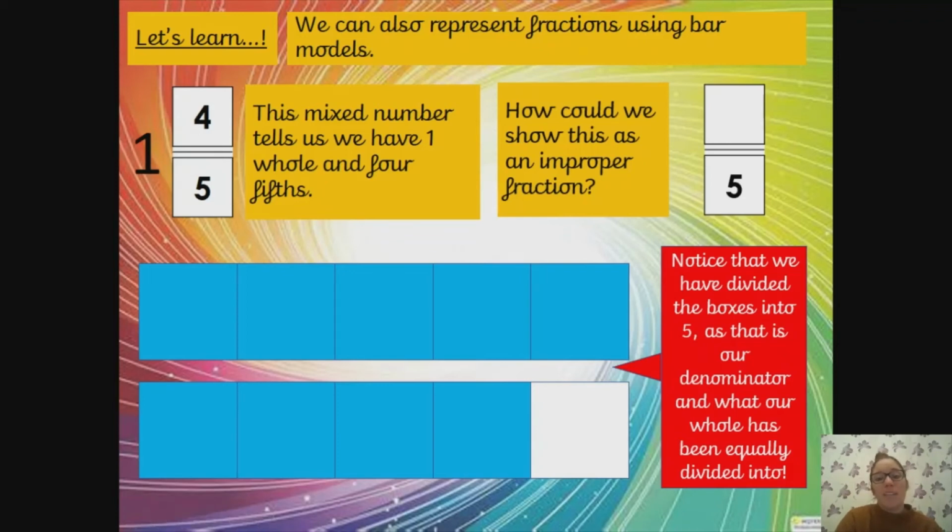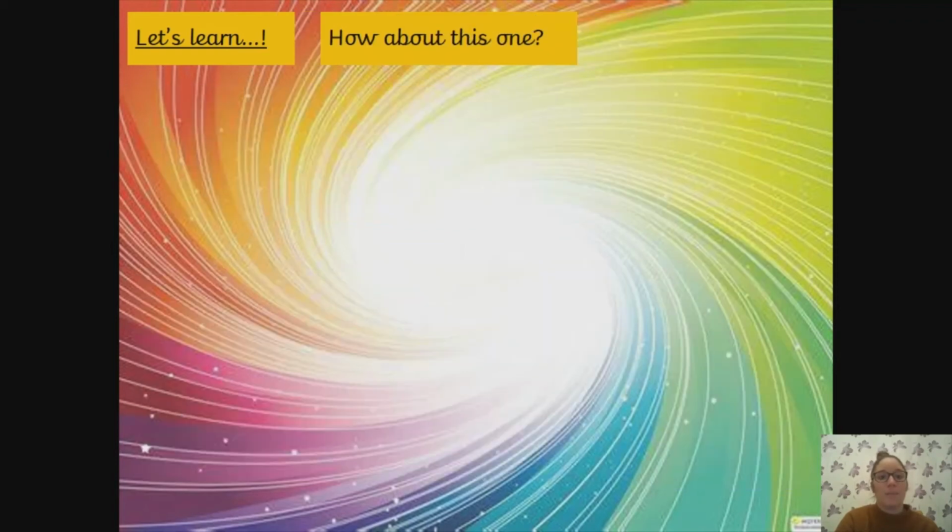So now all we need to do for our improper fraction is to count how many parts we have overall. So we've got our whole, which is 5, and then we have our fraction, which is 4. So we can see that there are 9/5 because our denominator still stays the same. So there's 9/5. Have a go at this one.